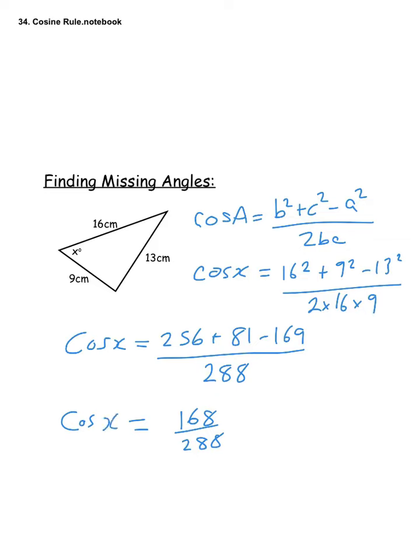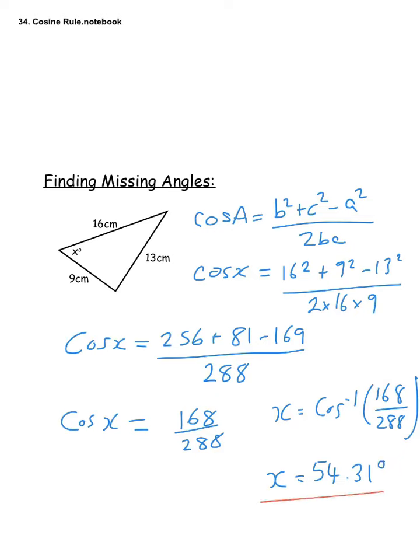And at this point, if we're looking for an angle, which we are, we do the inverse of cos for our final answer. So x is equal to cos minus 1 of 168 divided by 288. And our final answer, if we put that into a calculator, we should get is equal to 54.31 degrees. There you go, there's our final answer.